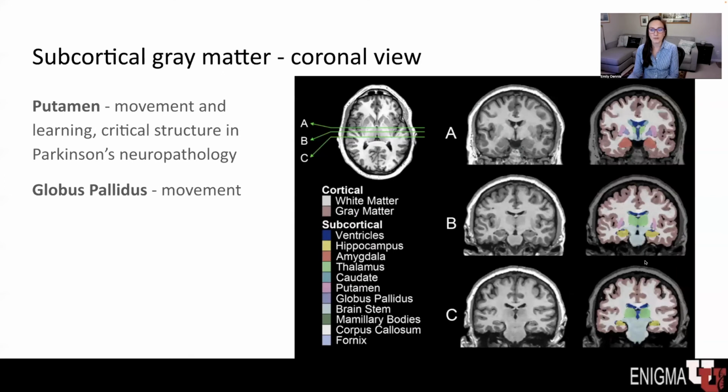Moving on, we have the putamen in pink here on either side. The putamen is important for movement and learning, and it's one of the structures that's impacted in Parkinson's neuropathology. So Parkinson's is a disorder of movement. So that makes sense that we would see some disruption here. The globus pallidus is another region that's important for movement, and you can see it here in purple, just right next to the putamen.